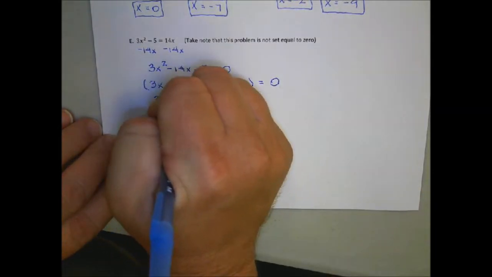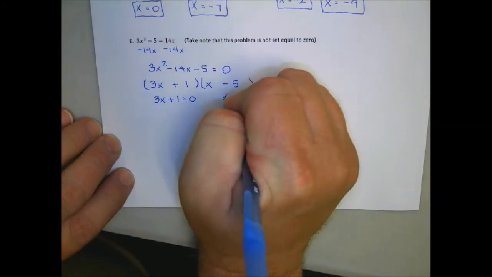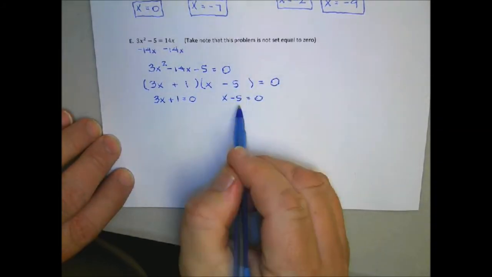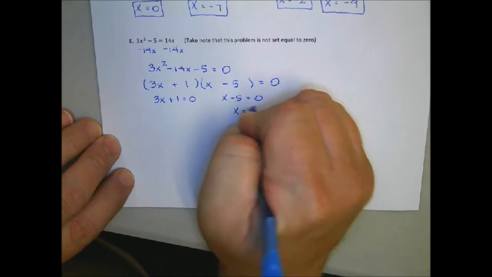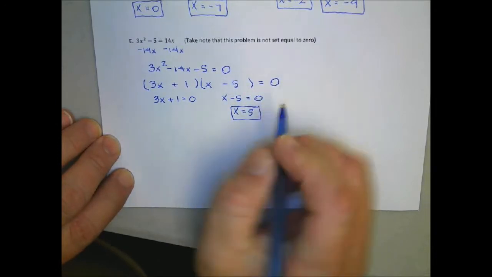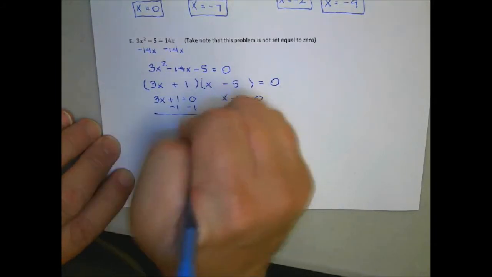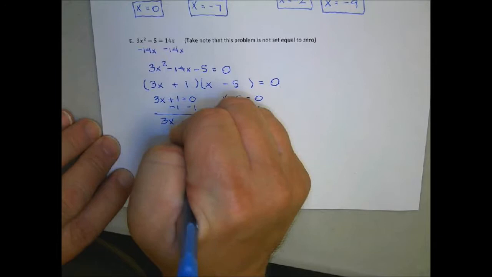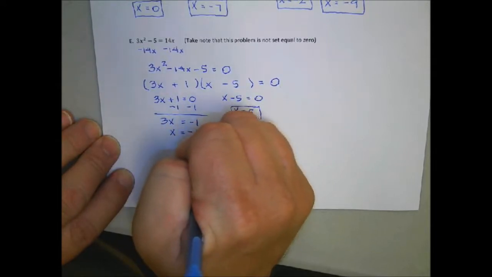Now set each factor equal to 0 and solve each factor. This one over here on the right is the quick one. X equals positive 5. Over here, it takes a couple of steps: subtract 1, 3x equals negative 1, divide by 3, x equals negative 1/3.